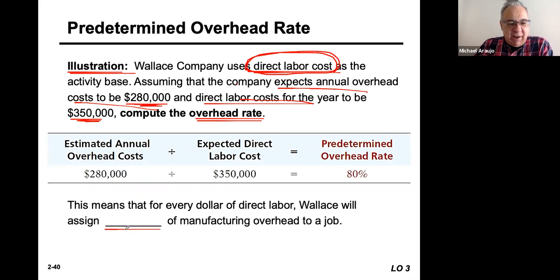Oh, we have a blank here, and I hate blanks. So let's fill in the blank, shall we? Ooh, 80 cents out of every dollar. Damn, I wish I knew that. That was a trick question. So that's how we're going to proceed.